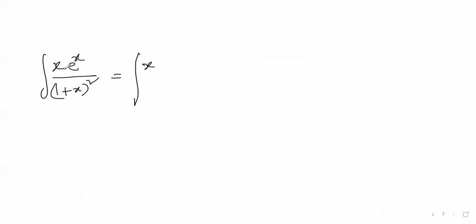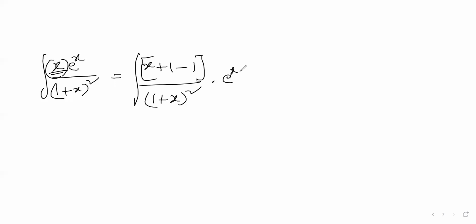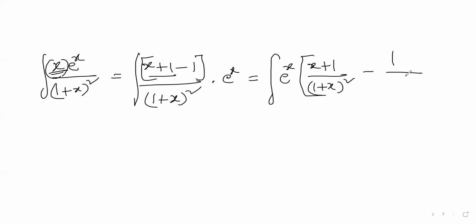So you can write this as x plus 1 minus 1. I added 1 and subtracted 1 in the numerator. x you can take in the bracket and then add 1, subtract 1, and then you can write 1 plus x whole square over there, multiplied by e power x. Why I'm doing this, you will understand. Now e power x into, split up, x plus 1 by 1 plus x whole square is my first part, minus 1 by 1 plus x whole square. You can write like this. This entire thing is multiplied by dx. We should not forget that.